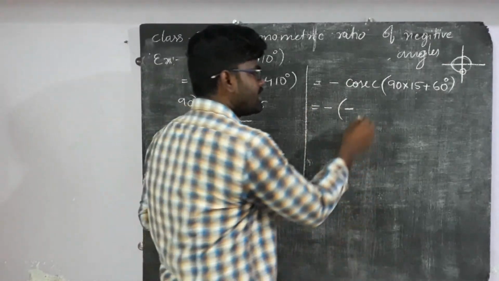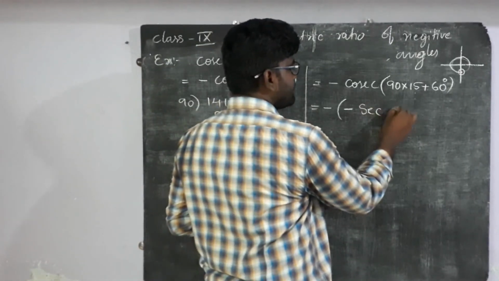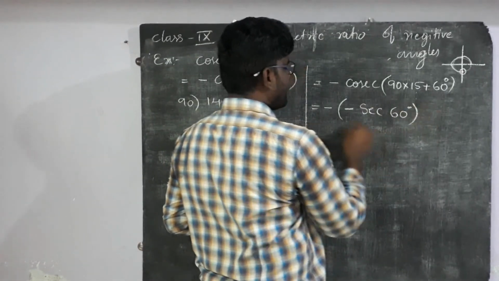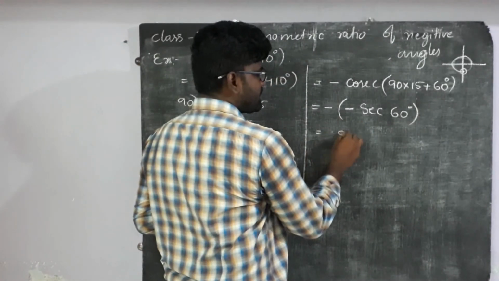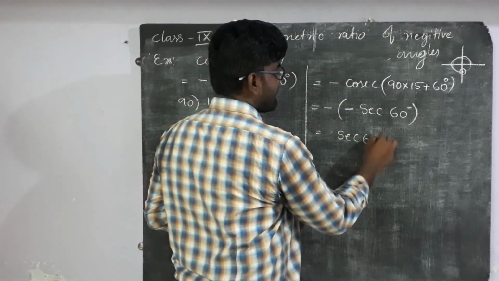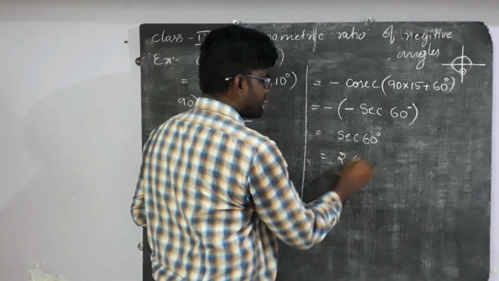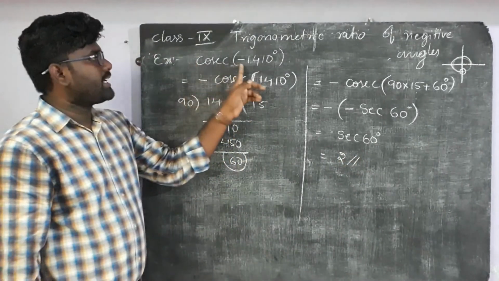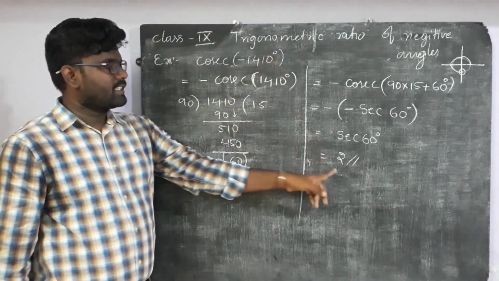How is it changed? As secant. Secant 60 degrees. Minus of minus plus secant 60. Secant 60 value is 2. That means the answer, cosecant minus 1410 degrees, is nothing but 2.